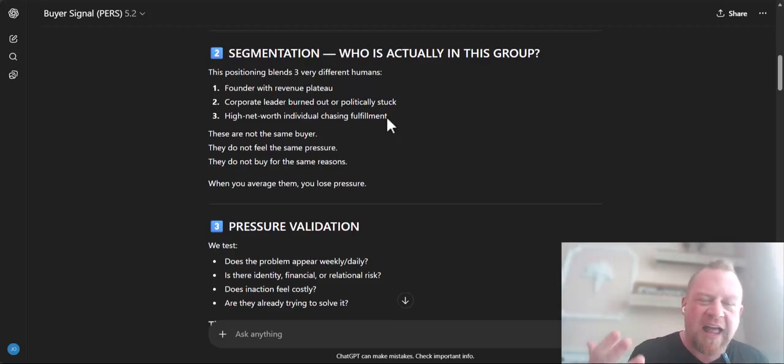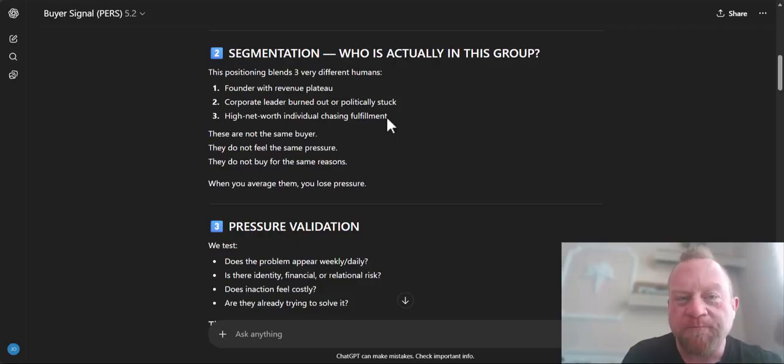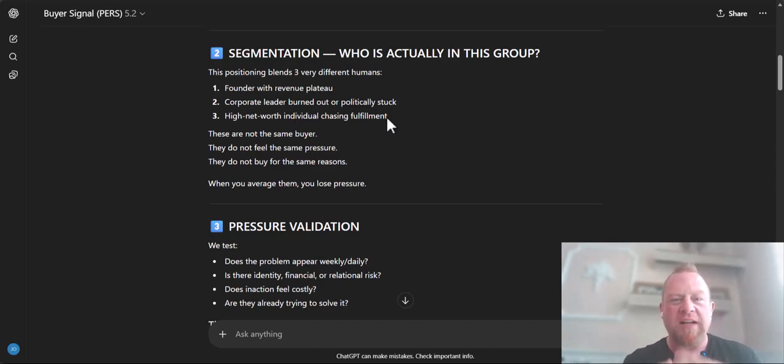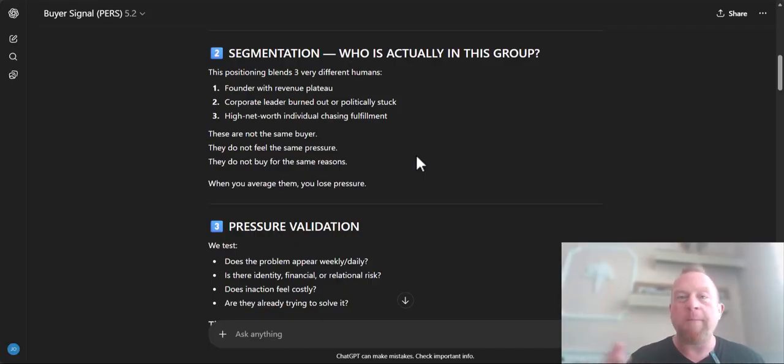So this right here is the big one. In a lot of people's minds, they think they're speaking to a market of people. In reality, though, these are three different humans: a founder with a revenue plateau, a corporate leader who is burned out or politically stuck, and a high net worth individual chasing fulfillment. This is absolutely vital. This is why the struggle is happening, at least with this particular individual, because she's not speaking to the same buyer. They don't feel the same pressure. They don't buy for the same reasons. So it doesn't matter how much content is put out. If that is who you think you're speaking to, it's going to fall over.